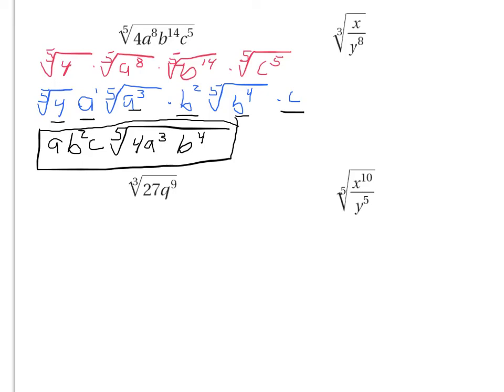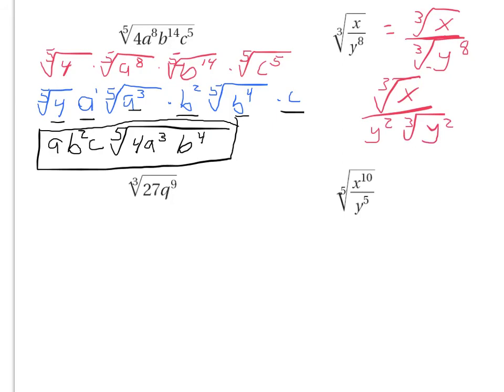Now the next one, the third root of x over y to the 8th, again, we can break that up. Third root of x over the third root of y to the 8th. Now on top, that third root of x, we can leave that. But on bottom, the third root goes into 8 twice, so we can pull out a y to the second. And then there will be 2 left over, so cube root of y squared. We will just leave it like that, with that third root of y to the second on bottom.